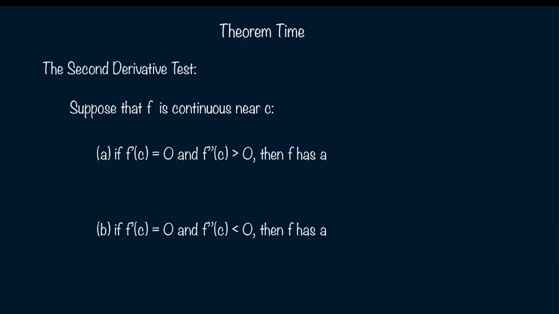All right, today we are going to be talking about optimization. So the first thing we are going to start off with is a theorem. This is called the second derivative test. Suppose that f is continuous near c.